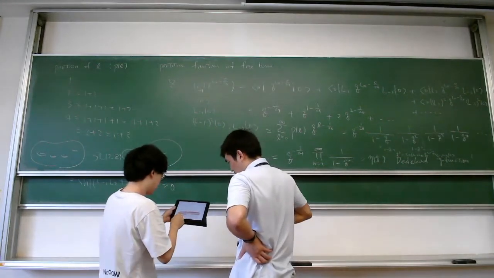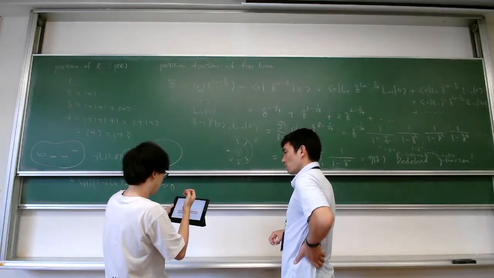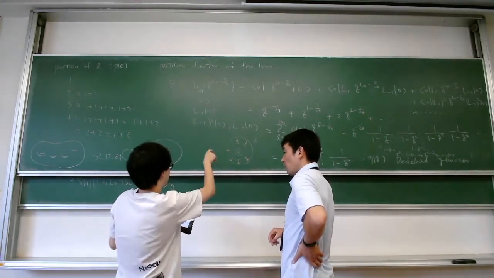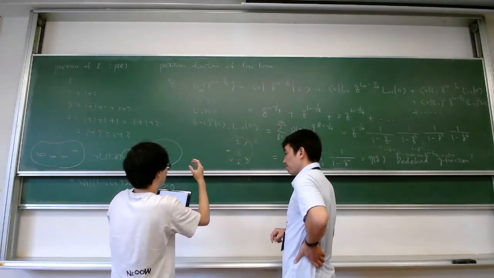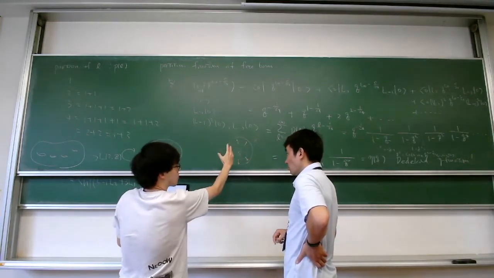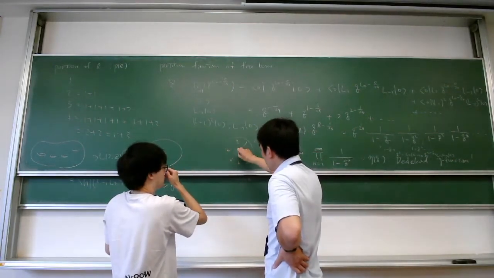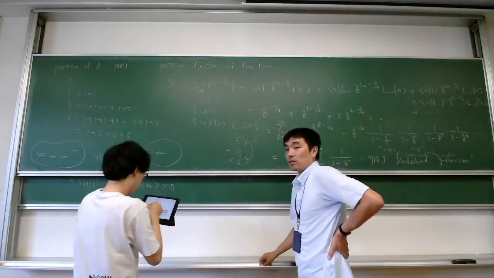Okay, so the state-operator correspondence is saying you can apply an operator at the origin, and you get a state. If you apply the Hamiltonian to it, you can get any state with any radius. From an operator, you can use this Hamiltonian to define a state at that time. So this is the state.